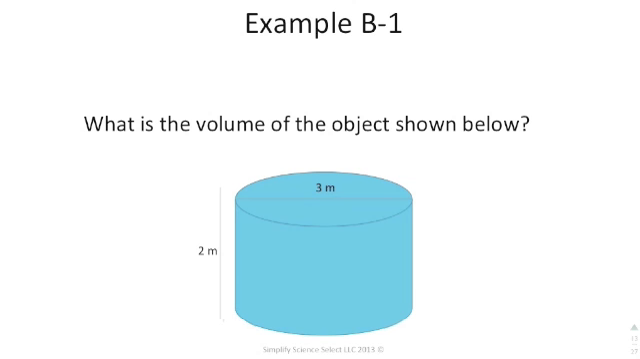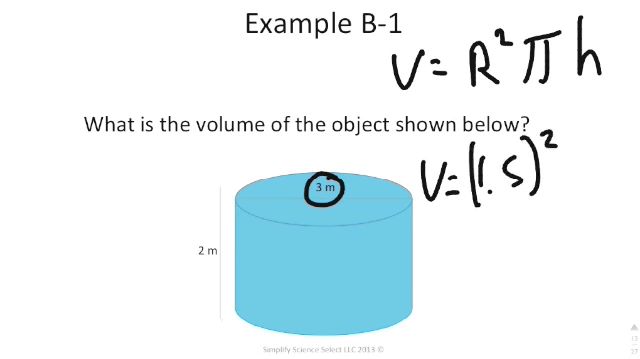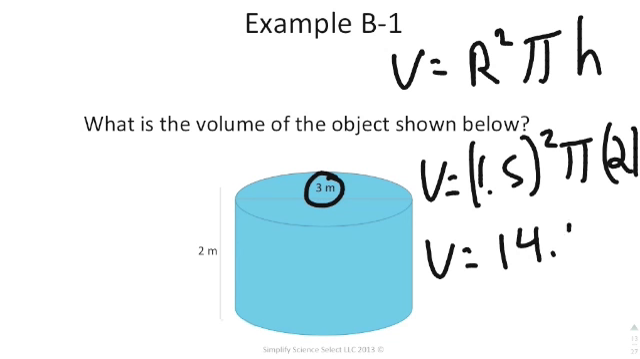Okay, starting with example B1, it says, what is the volume of an object shown below? If we look at the object, we can see that it is going to be a cylinder. So the equation for the volume of the cylinder is volume equals our radius squared times pi times our height. And so here all we have to do is, this is telling us our diameter, so we divide that in half and we get our volume is going to equal 1.5 squared times pi times 2, which is our height. And we should get an answer right around 14.414, and that would be meters cubed.